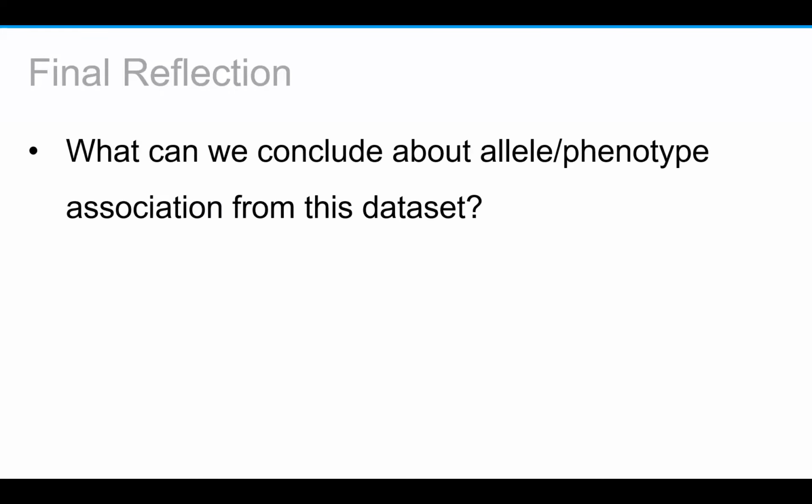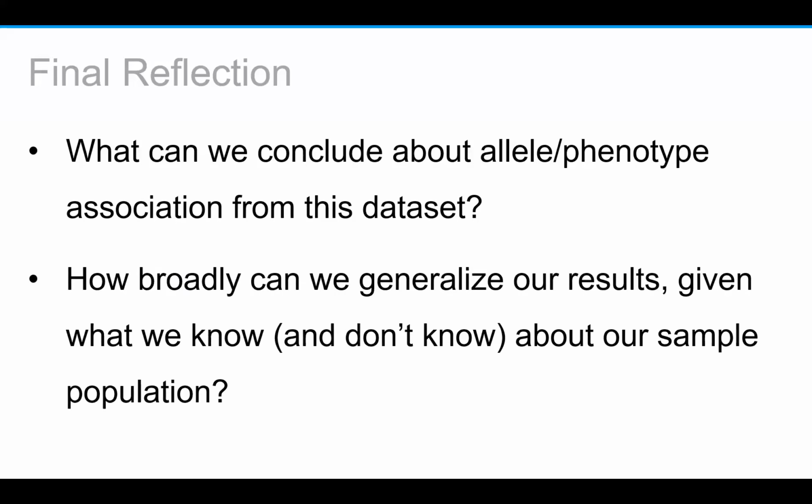At the end of the activity, there is an additional reflection section that provides an opportunity for students to think about the implications of the results and the extent that their conclusions can apply to a more general population. The questions include, what can we conclude about allele phenotype association from this data set? And how broadly can we generalize our results given what we know and don't know about our sample population?